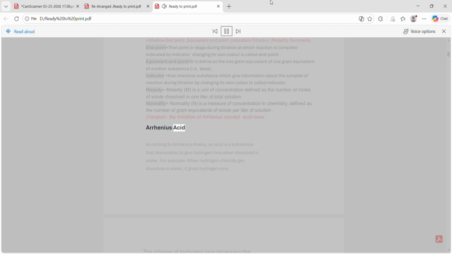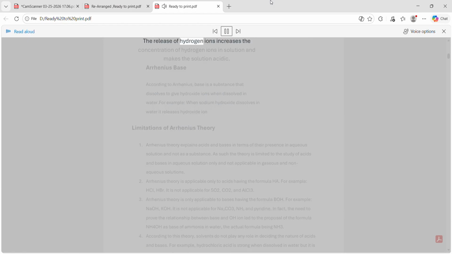Arrhenius acid. According to Arrhenius theory, an acid is a substance that dissociates to give hydrogen ions when dissolved in water. For example, when hydrogen chloride gas dissolves in water, it gives hydrogen ions. The release of hydrogen ions increases the concentration of hydrogen ions in solution and makes the solution acidic. Arrhenius base. According to Arrhenius, a base is a substance that gives hydroxide ions when dissolved in water. For example, when sodium hydroxide dissolves in water, it releases hydroxide ions.